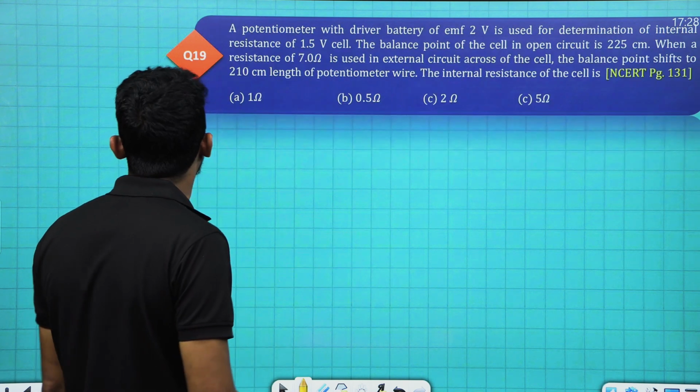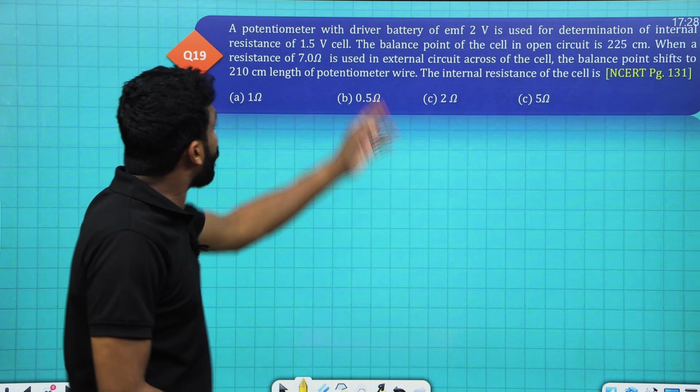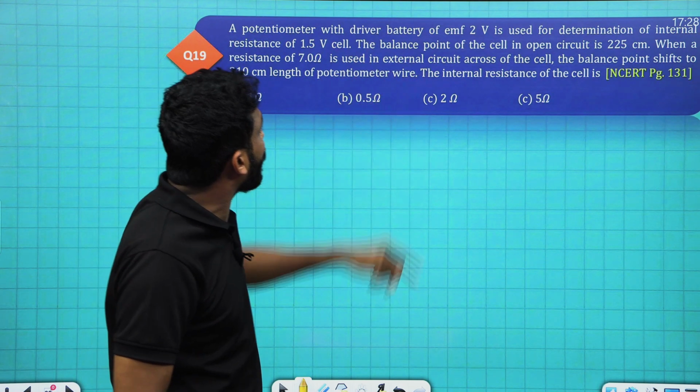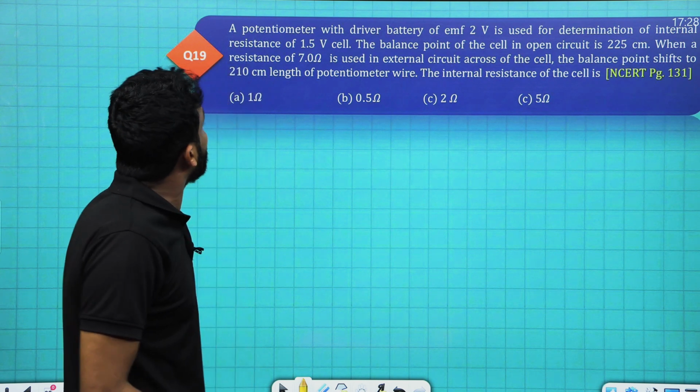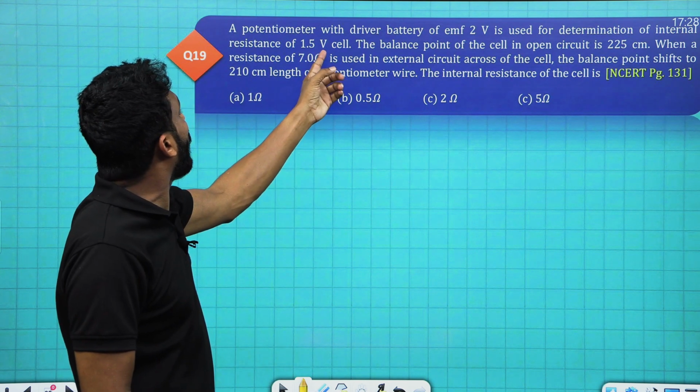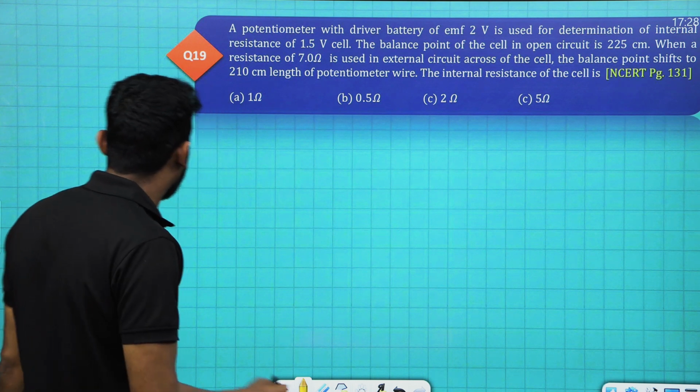Moving to the next question. 19th. A potentiometer, again with a driver battery of EMF 2 volt, is used for determination of internal resistance of a 1.5 volt cell.